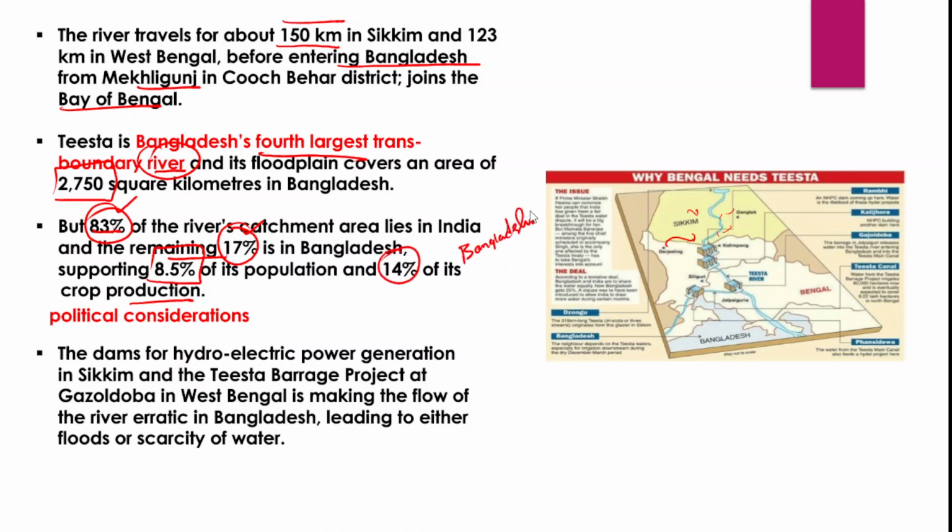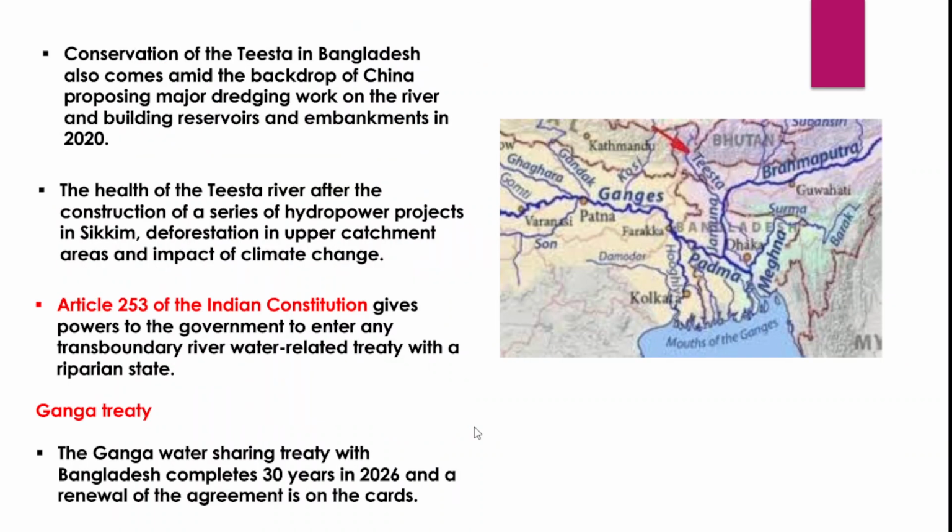So when we talk about political considerations, dams for hydroelectric power generation in Sikkim and the Teesta barrage project at Gajol Doba in West Bengal are making the flow of the river erratic in Bangladesh. It has been reducing the flows from the Teesta river into Bangladesh because of these hydroelectric projects in Sikkim and West Bengal. Therefore, it would lead to either floods or drought-like conditions in the Teesta water area.